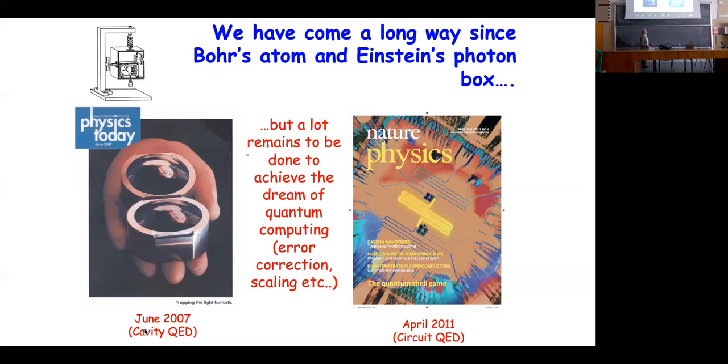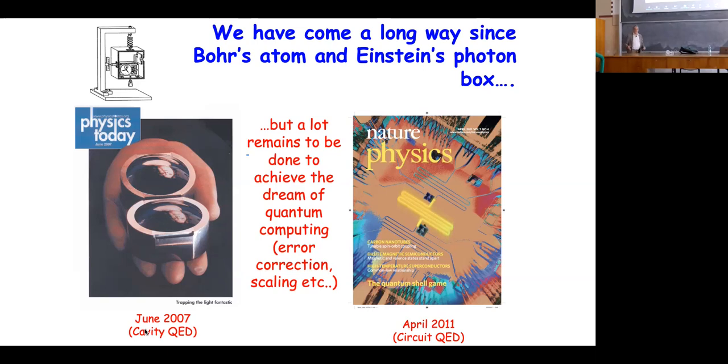There are a lot of problems because one has first to do error correction. We have to keep the coherence of the system, which is not easy. And we also have the challenge of scaling this up to a huge number of qubits to be able to do something useful.